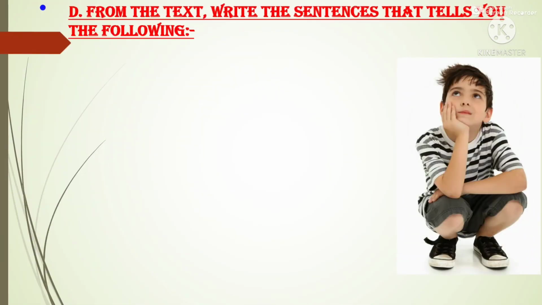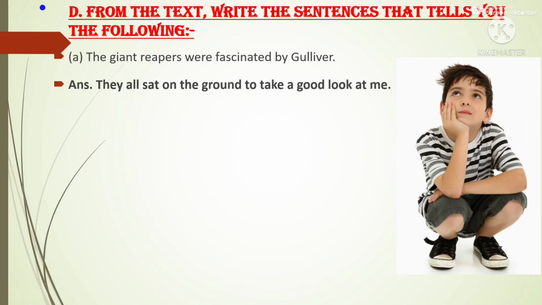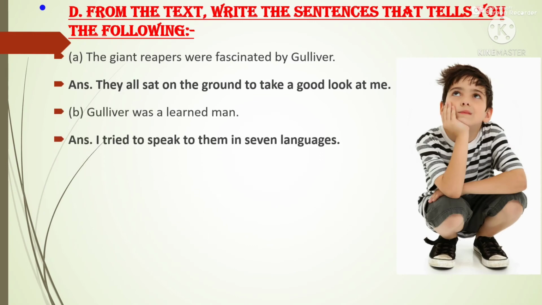Next, from the text, write sentences that tell you the following. The giant reapers were fascinated by Gulliver. They all sat on the ground to take a good look at me. That means they were fascinated. Gulliver was a learned man. You can say, I tried to speak to them in several languages, not seven, several. This is a printing mistake. You can correct it, students. That will be several.